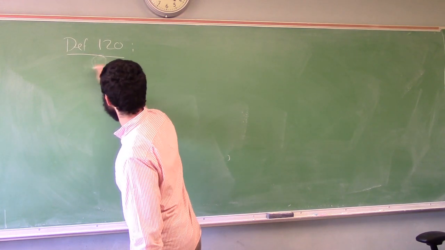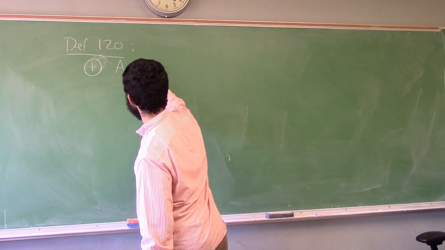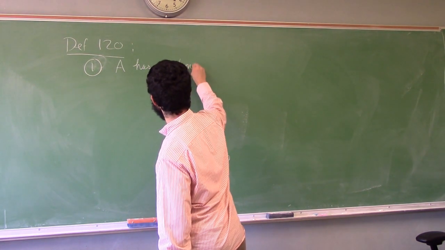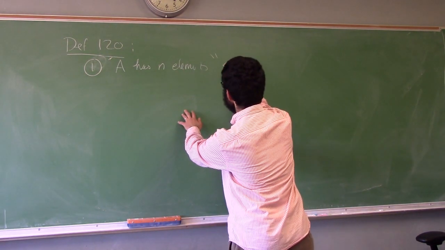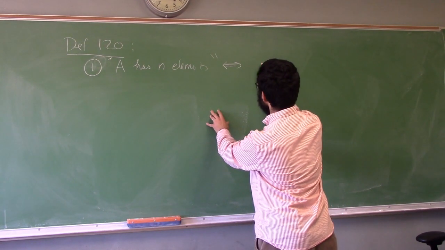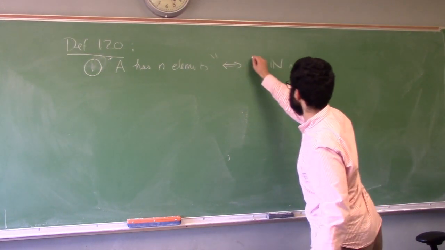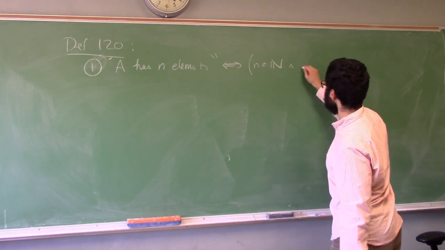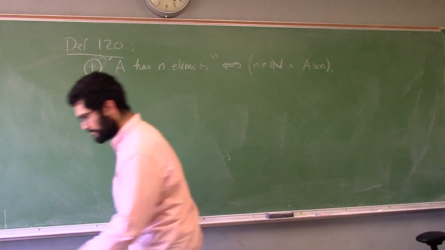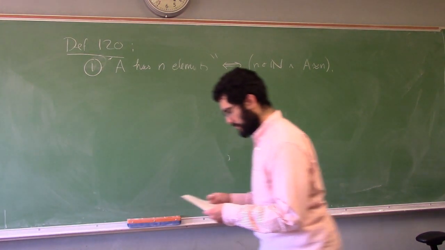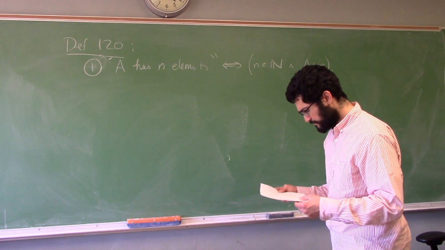Let's see. First I'll define what it means to say a set has n elements. A has n elements. This phrase I'm defining is going to be a mathematical proposition, which means n is a natural number, first of all, and A has the same cardinality as n. Let me make sure I'm writing things in the correct order, so that they show up in the notes.